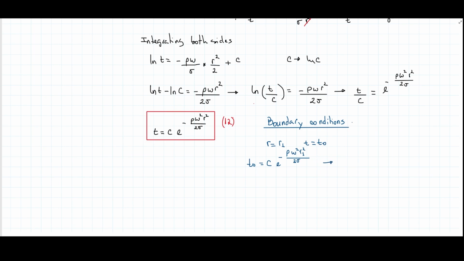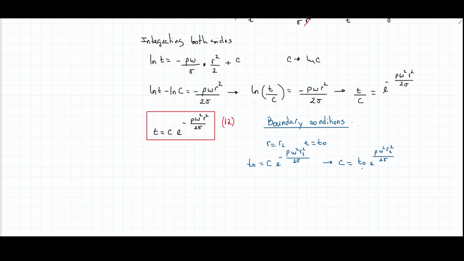Meaning that the constant that we want to get to know there is going to be equal to what? Well, I'm just going to move this term to the other side. So it's going to be T0 times E to the R1 square divided by 2 sigma.